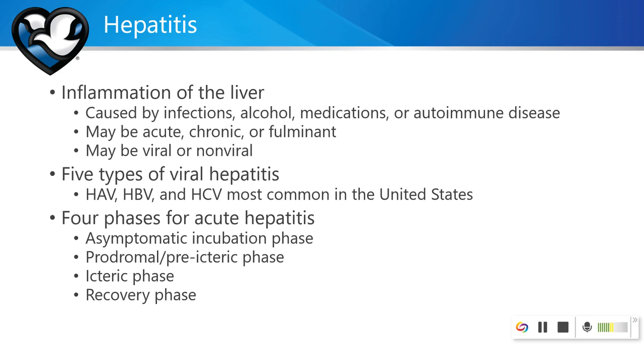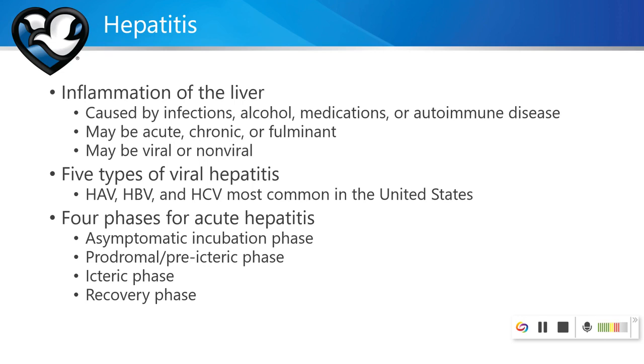Acute hepatitis proceeds through 4 distinct phases: an asymptomatic incubation phase and 3 symptomatic phases. Stage 1 is the prodromal or pre-icteric phase, and it starts around 2 weeks after exposure to the virus and includes symptoms such as abdominal pain, nausea, vomiting, malaise, anorexia, low-grade fever, and headache.